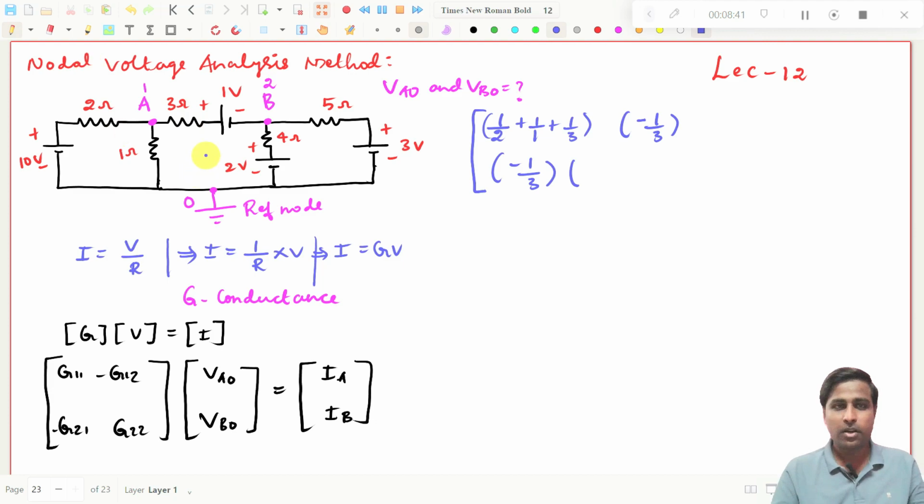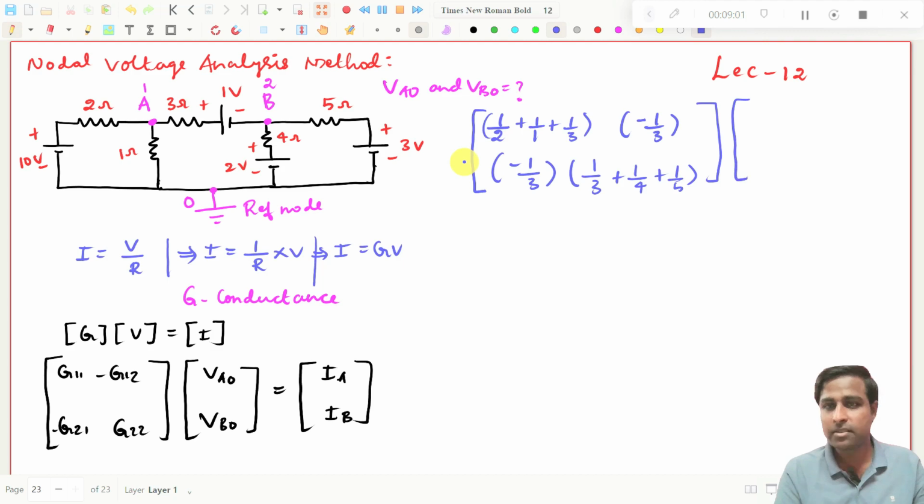Then this B node or second node, G22. 1 by 3 is connected, 1 by 4 is connected, 1 by 5 is connected. So what you will get is 1 by 3 plus 1 by 4 plus 1 by 5. That's all. This is the G matrix that we have found. And VAO and VBO are the unknowns we need to find. We don't know them yet.